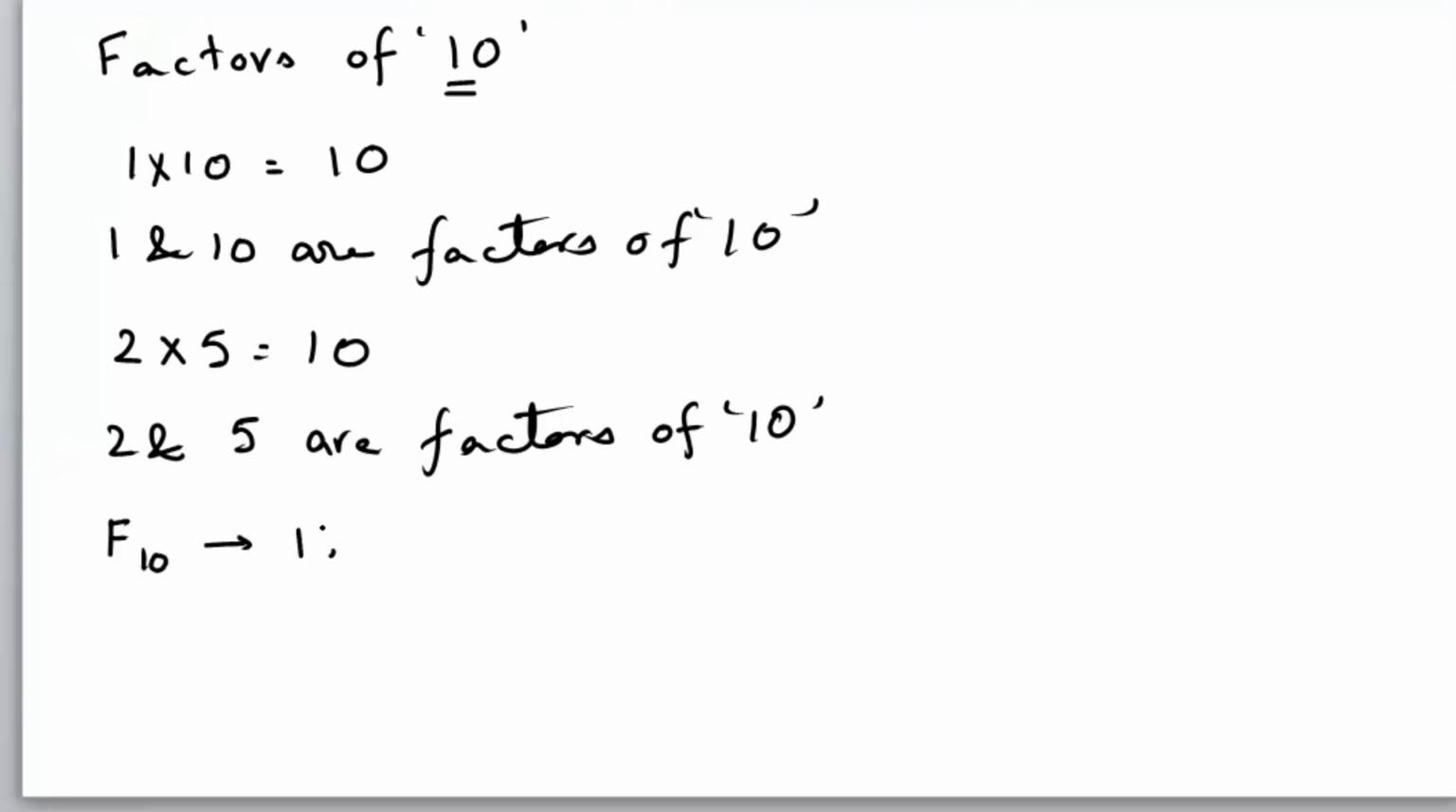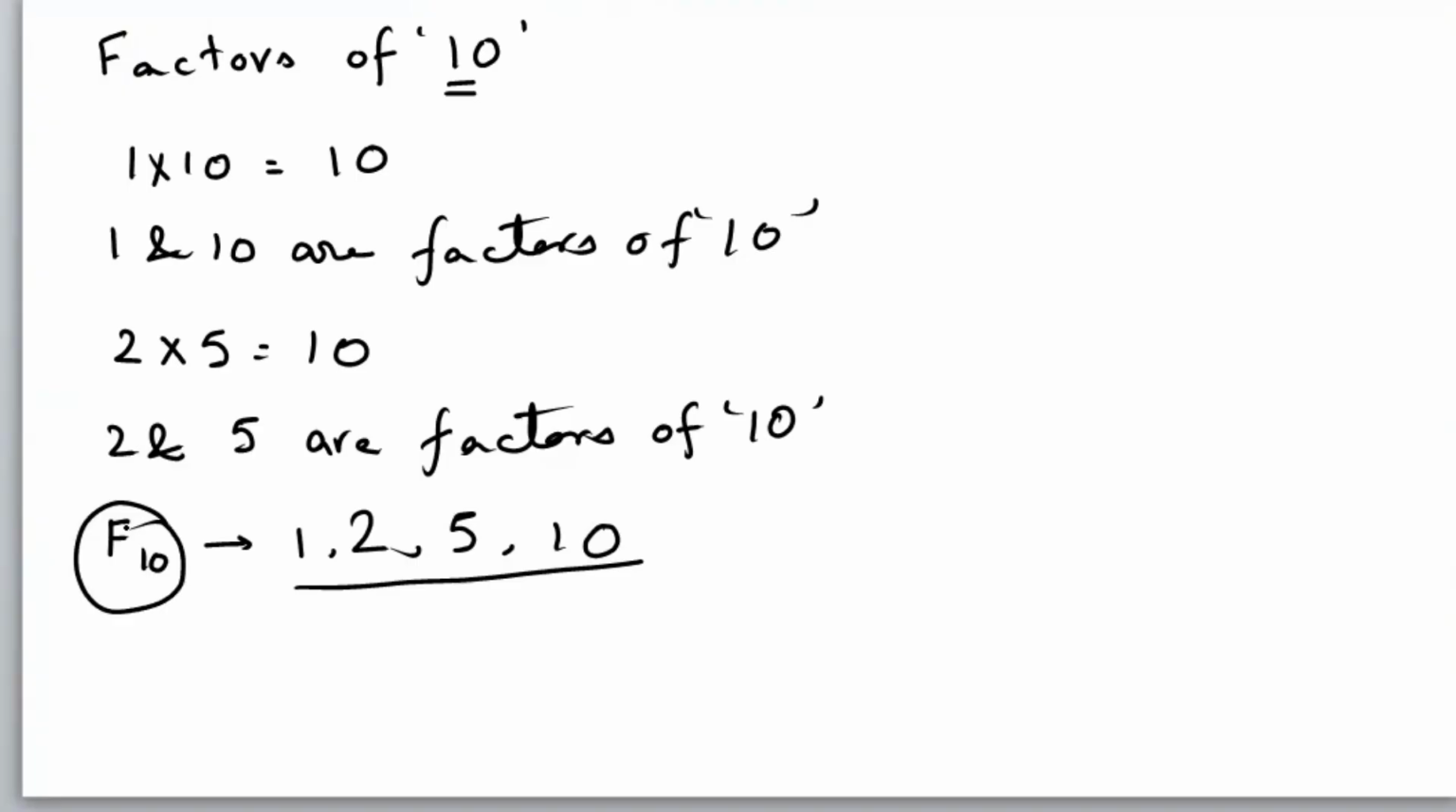Then we have to arrange them serial-wise from smallest to biggest number. 1, then 2, then 5, then comes 10. So 1, 2, 5 and 10 are the factors of 10. Understand? How do we find the factors of 10?